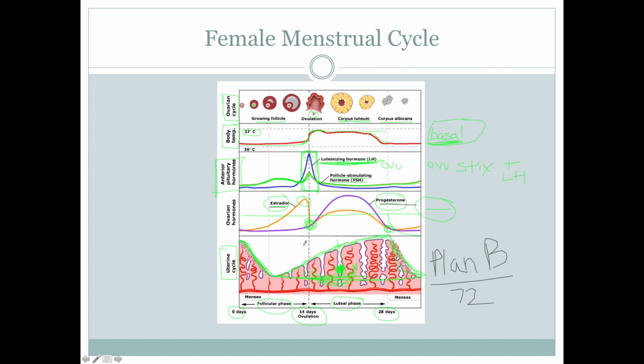It gives this big dose because, as you can see, you need progesterone to grow this wall. So Plan B, what it does is it arrests wall growth. So even if there was a fertilized egg, it has nowhere to go. So it would just be removed with the menstrual cycle. So that's how that works.